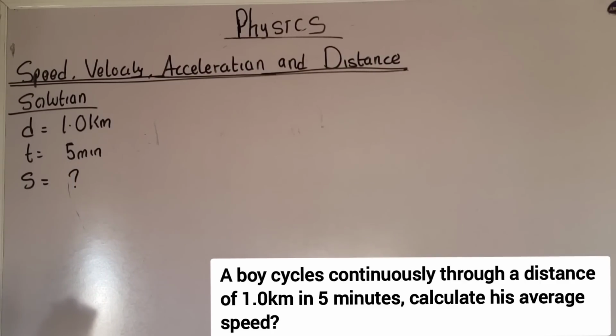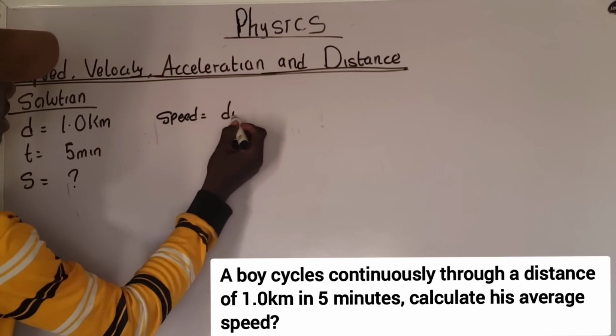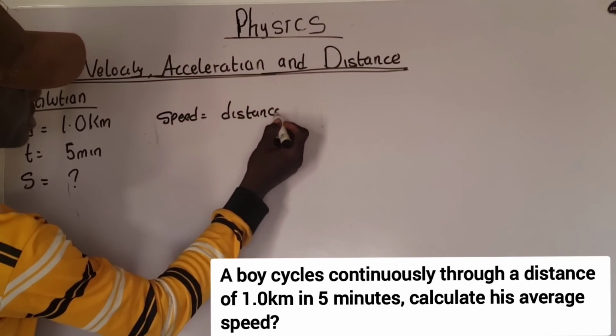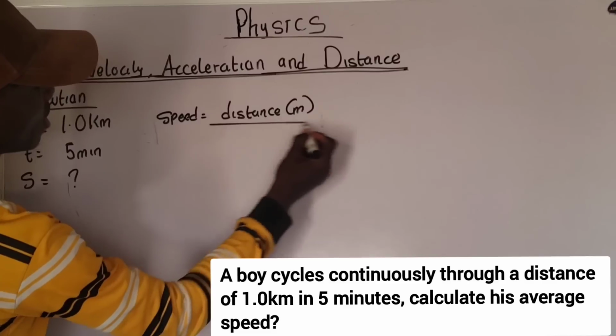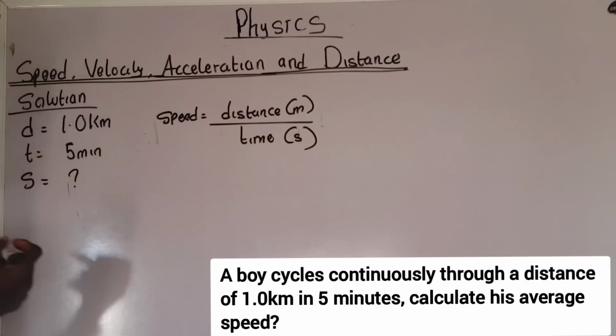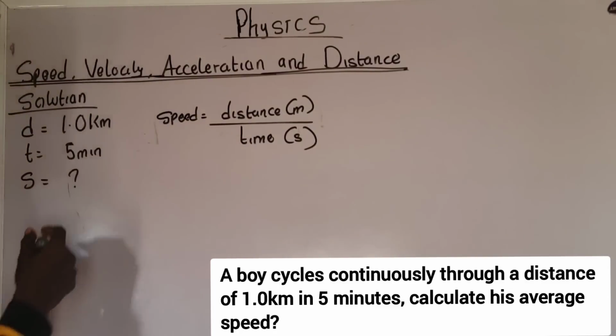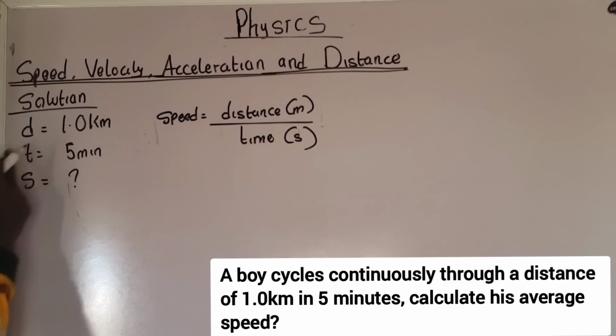From our previous class, speed equals distance in meters, all over time in seconds, because the unit of speed is meter per second. You understand? So distance all over time is the formula for calculating speed, but the distance is in kilometers. So we have to convert to meters.